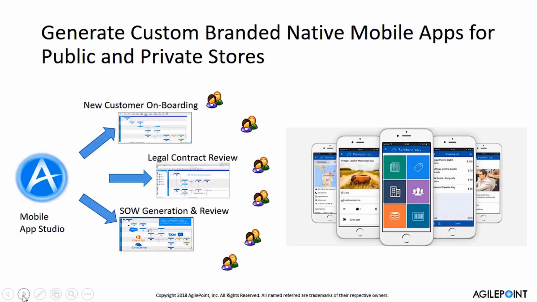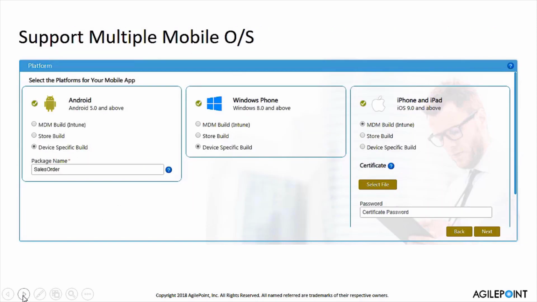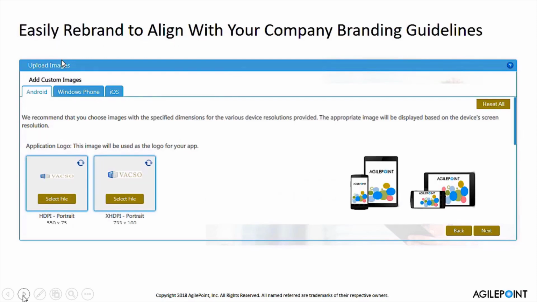Okay, moving over to the mobile app accelerator here, where essentially we can create custom branded native mobile applications for any platform using clicks instead of code. The mobile app accelerator supports any major mobile platform, Android, Windows Phone, as well as iOS, and provides you with the ability to easily fall in line with your company's branding guidelines by adding images, styling, and even mobile CSS.